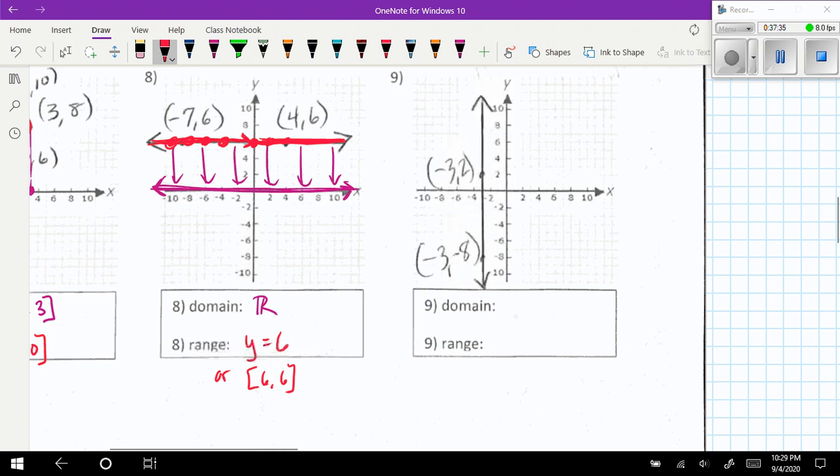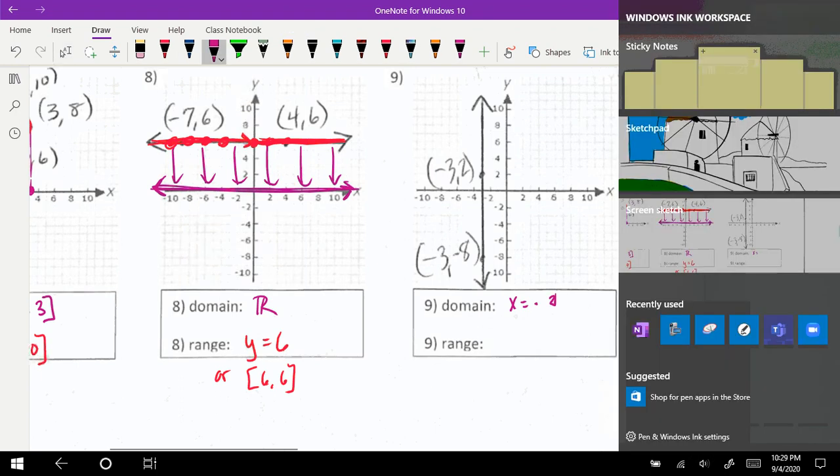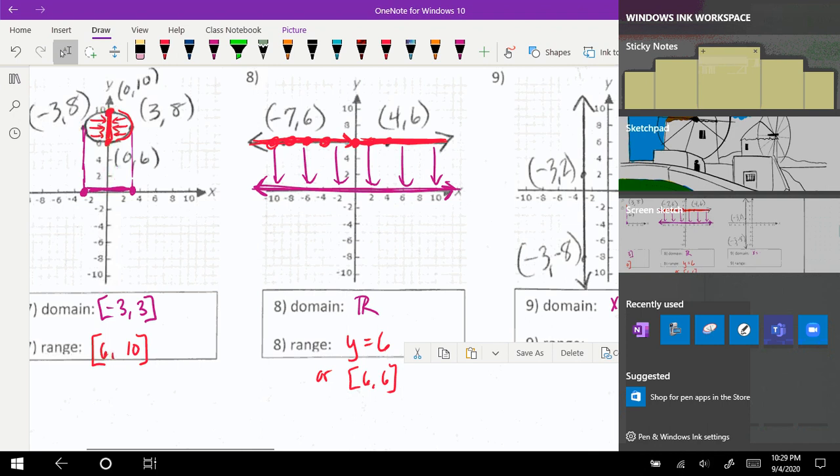Okay. Number 9. My domain is looking like x equals -3. No. Go away. I don't know why.